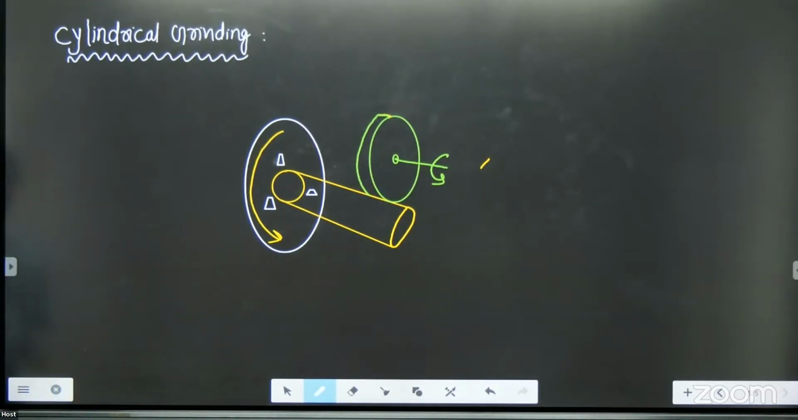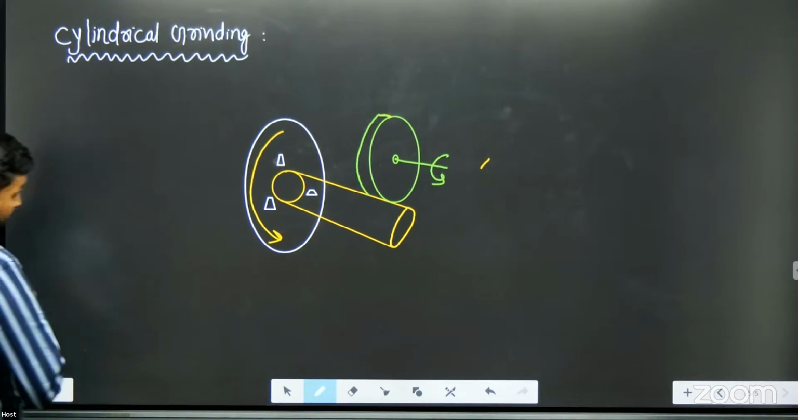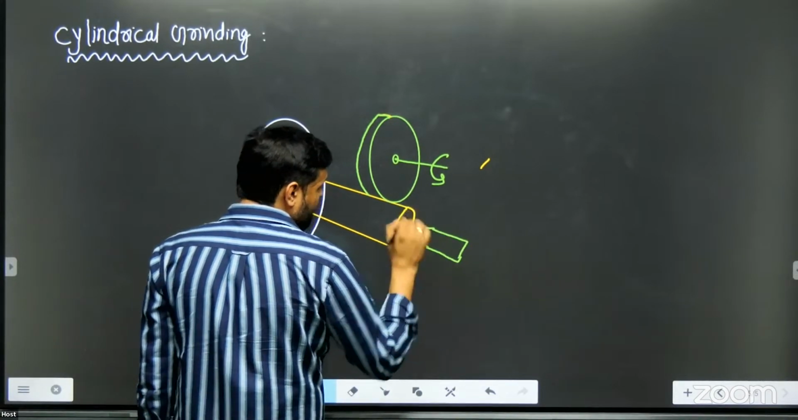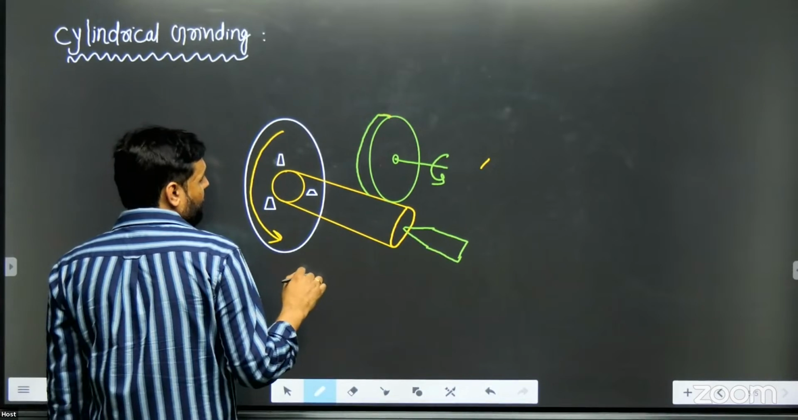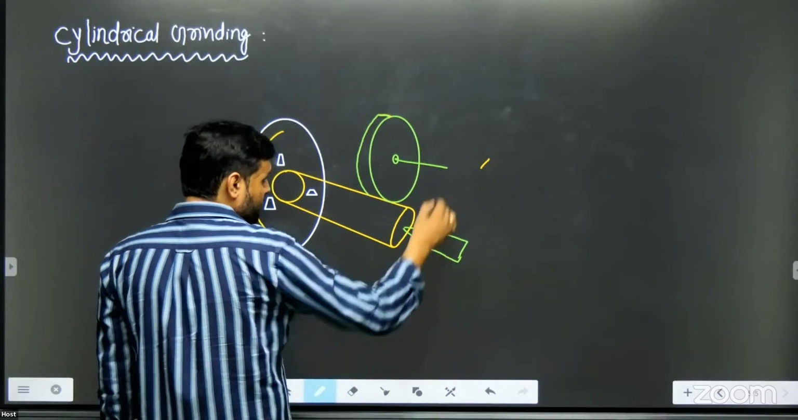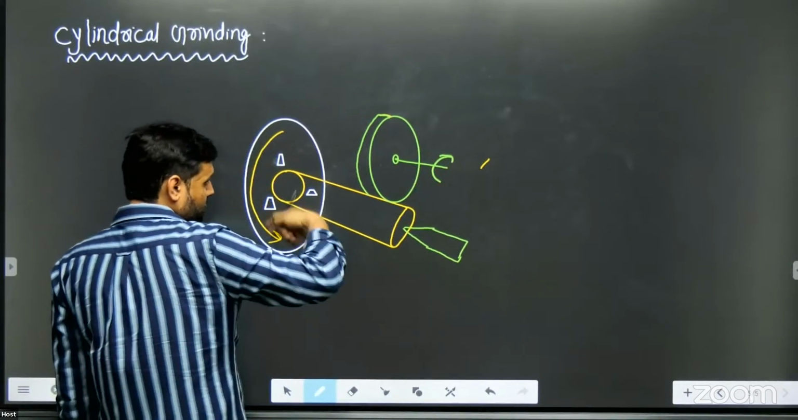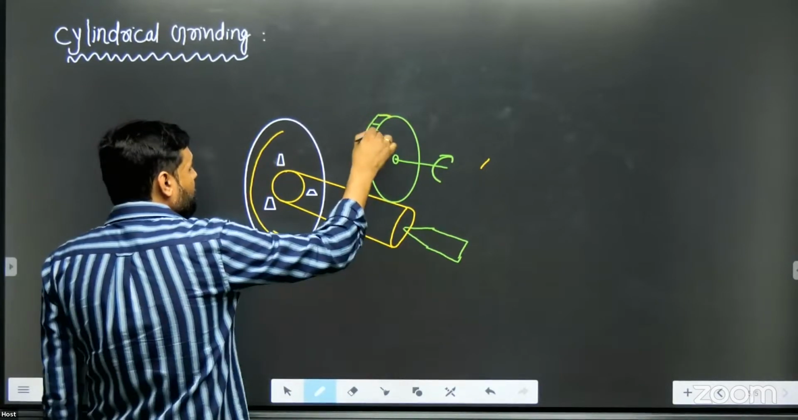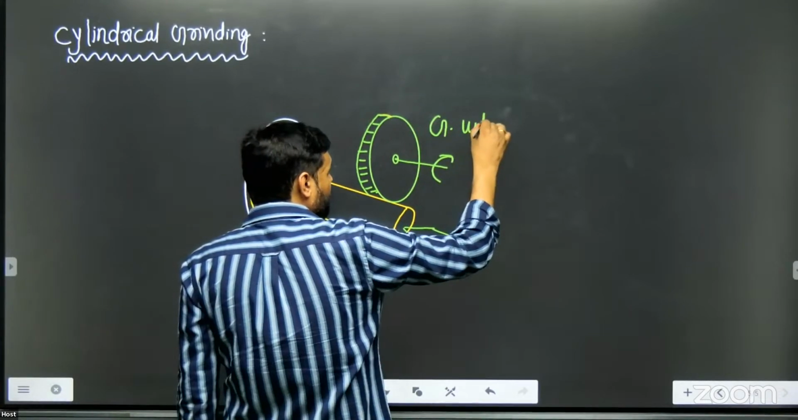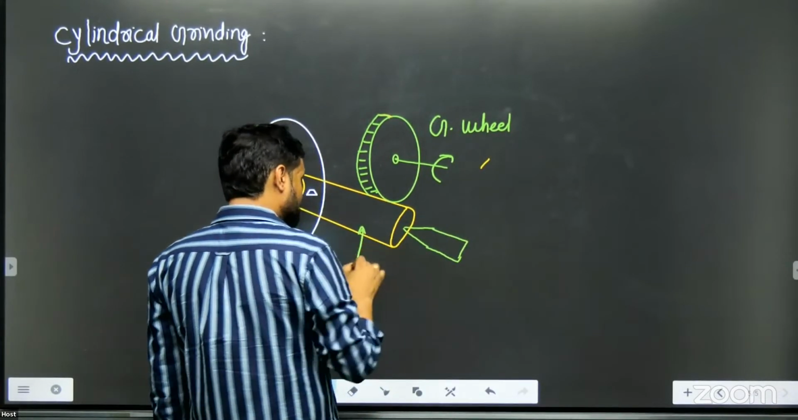So as the grinding wheel rotates, my dear, what happens is that the workpiece also rotates, and the workpiece is rotated between these centers like headstock, tailstock. Let me say, opposite direction a bit. So here in this case, this is the grinding wheel. This is the workpiece.